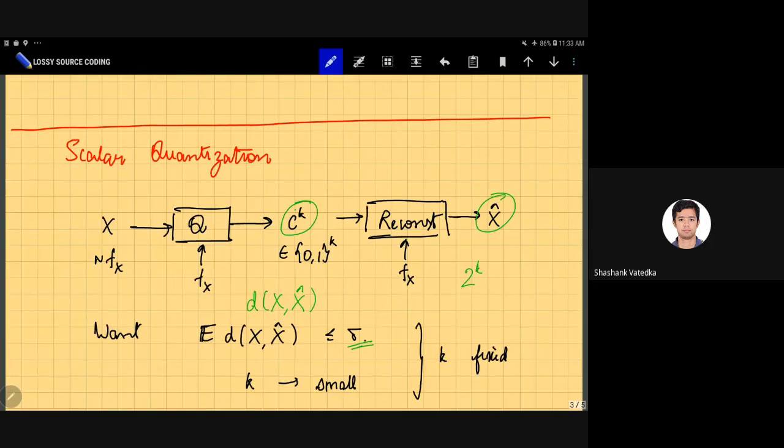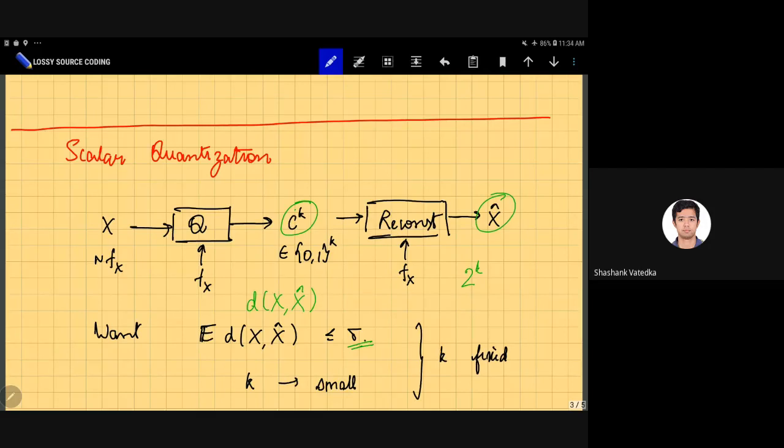Okay. So think of an image. The image is basically a sequence of intensities. It is what we see through our eyes. So you can treat it as a sequence of real numbers, right? This is going to be quantized and stored as a sequence of bits on the disk, right? That is going to be my CK. That is going to be Q of X.